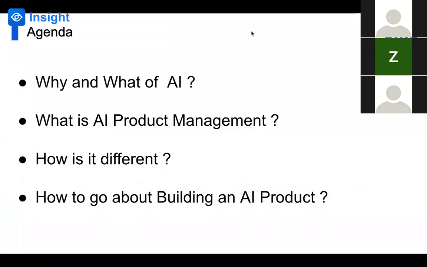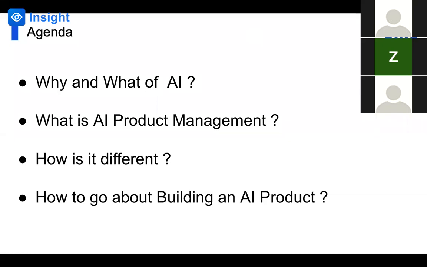Now let's go to the agenda. First, I'll talk about the why and what of AI. Then I'll try to explain what AI product management is and how it is different, and then we'll go through the general framework which I follow while building an AI product.